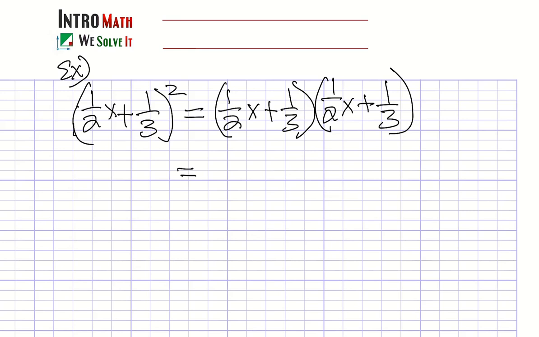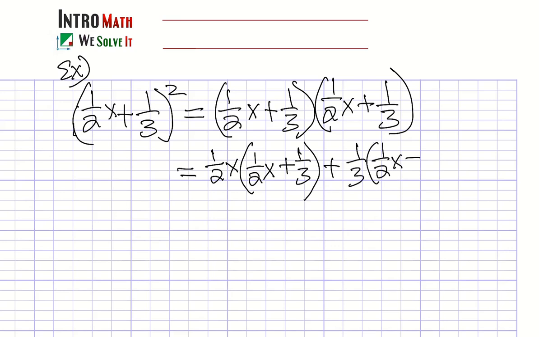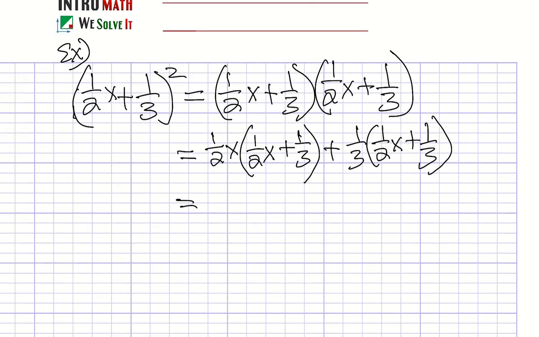We can use the expanded FOIL. Remember they call it FOIL. We'll go ahead and expand the FOIL. So we do it like this: 1/2x times 1/2x plus 1/3, plus 1/3 times 1/2x plus 1/3. See what I did, right? That way you just multiply things out.